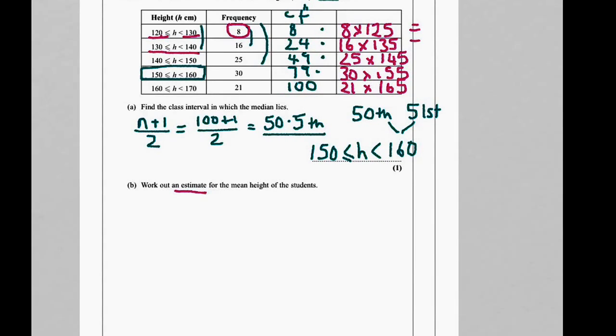And when I work out those totals, I get 8 times 125 is 1,000.